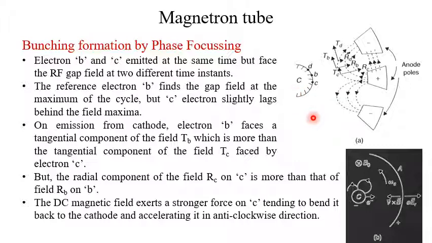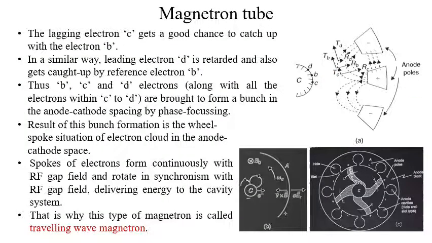The DC magnetic field exerts a stronger force on C, this electron, tending to bend it back to the cathode and accelerating it in anti-clockwise direction. That means the electron will bend more compared to the electron B. So lagging electron C gets a good chance to catch up with the electron B.